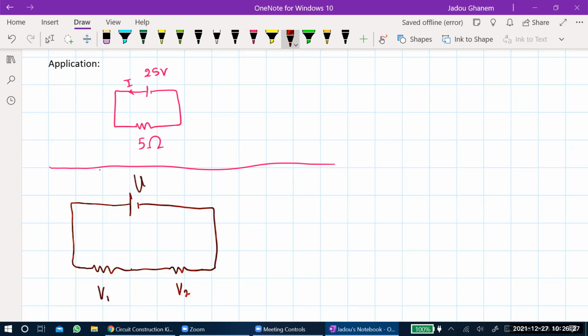Okay, usually do you use the symbol V or the symbol U for voltage? V. V.